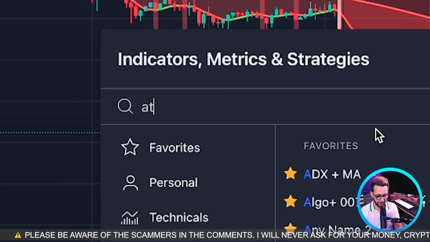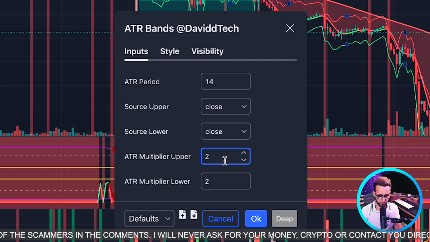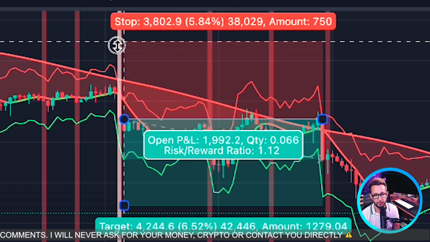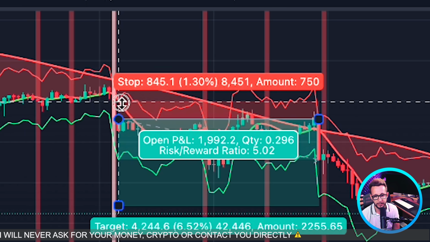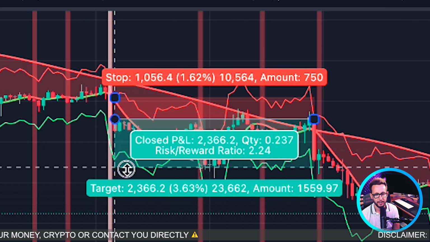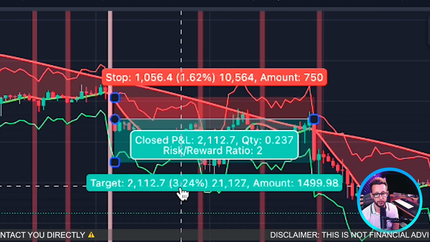The ATR bands by David Tech. This one here, we're going to change the multiplier to 2.5 and press OK. We're going to set our stop loss to the ATR band, which is just above there like that. And then we're going to be setting our take profits to 2. Boom, like that. You would have earned 3.24%.